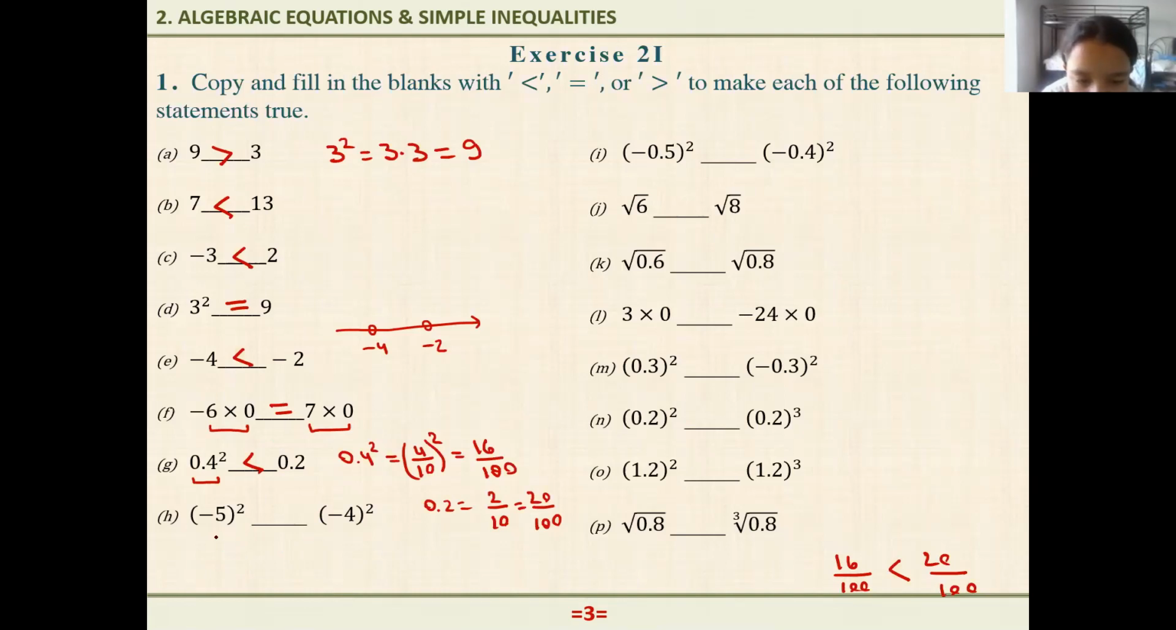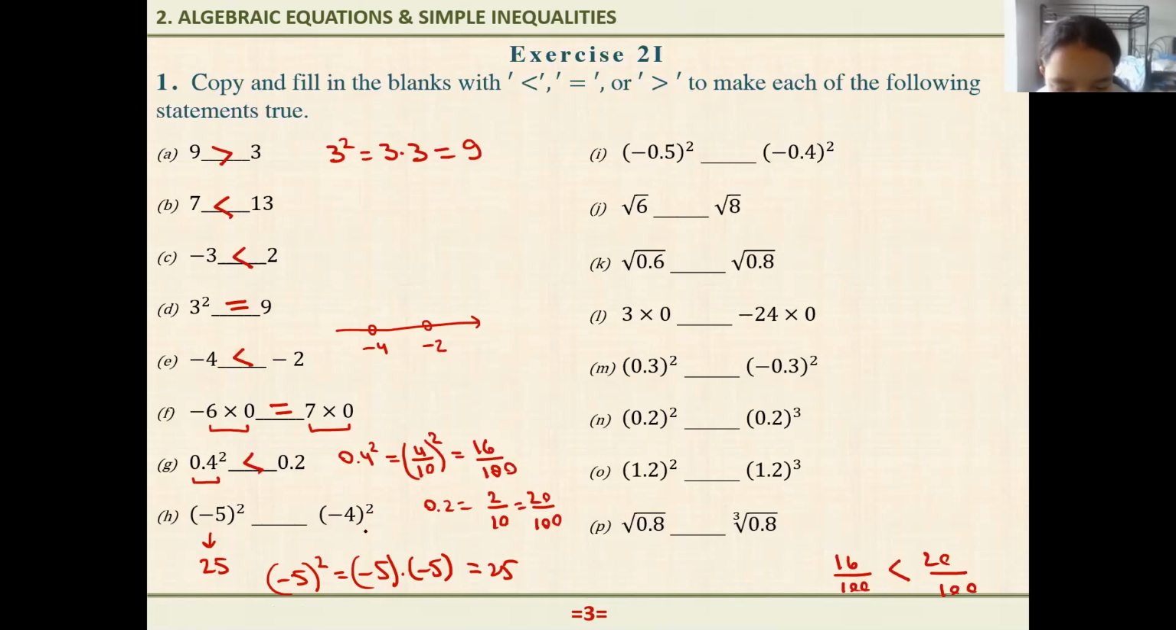We have to evaluate, right? What is negative 5 squared? 25, negative 25. No, just 25. Negative 5 squared means negative 5 multiplied by itself. Negative, negative, positive. 5 times 5 is 25, right? So this is 25.